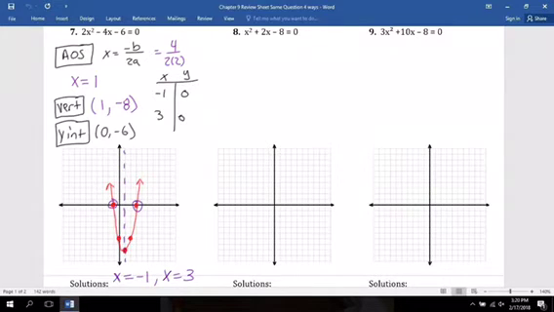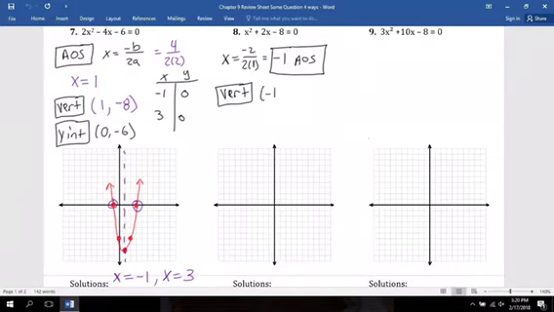And I'll do the same thing for the other problems. In question 8, I would start off by finding my axis of symmetry. x equals negative b, so negative 2, over 2 times a. So my axis of symmetry is negative 1. That means the x value of my vertex is negative 1, and all I need to do is plug this back into the original equation. Negative 1 squared is 1. 2 times negative 1 is negative 2. And then we have negative 8.